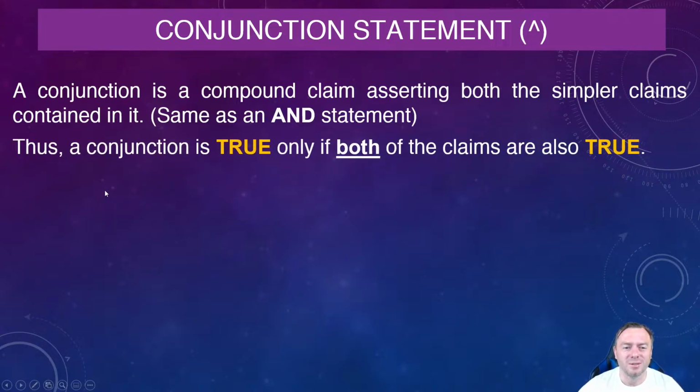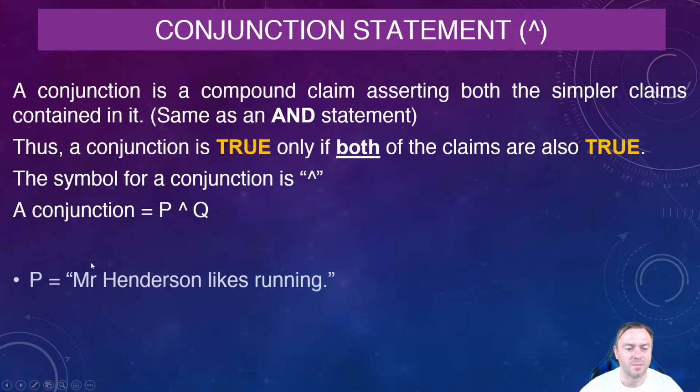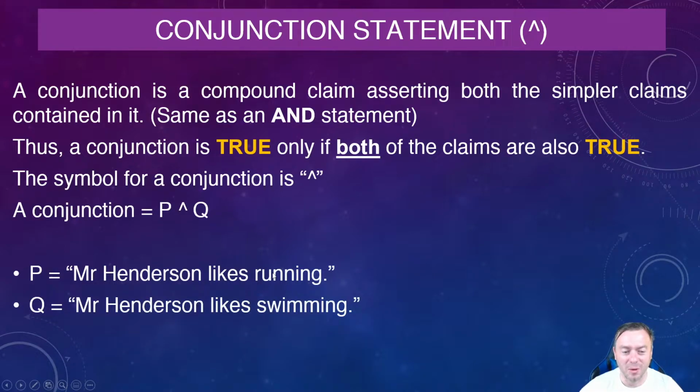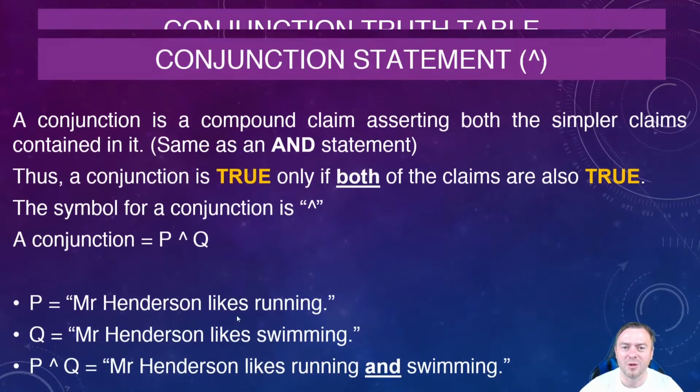So when we use conjunction, we're merging it together, and it's only true if both of the claims are true. So for example, we use Shift and 6, which is the up arrow, looking like that. A conjunction looks something like this. If we do P conjoined with Q, where P is equal to Mr. Henderson likes running, and Q is equal to Mr. Henderson likes swimming, P conjoined with Q goes Mr. Henderson likes running and swimming. Okay, so that should be pretty obvious. Just the new terminology that we're saying here is conjunction, which means when we're merging things together.